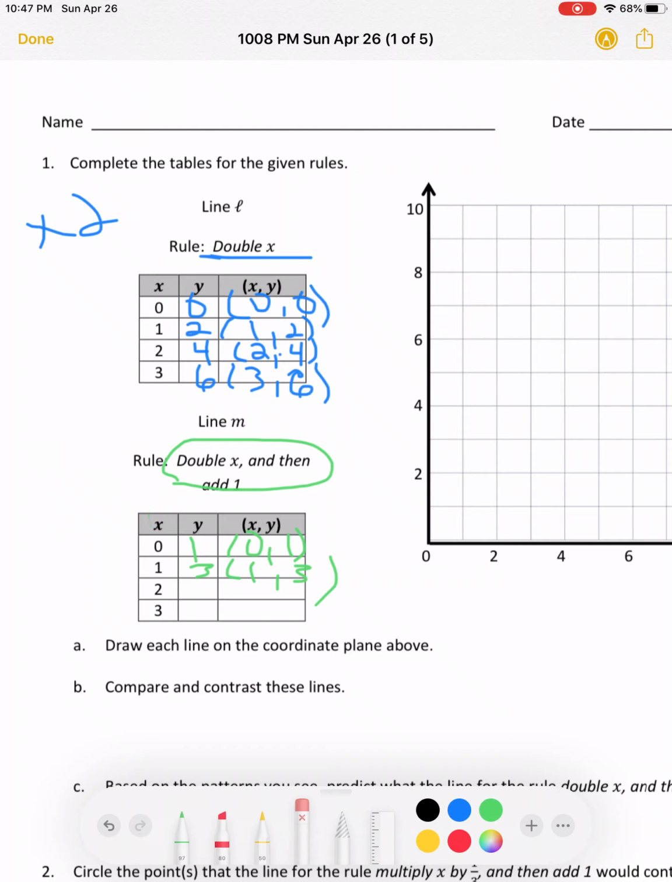I'm working on making the video shorter. Let's keep going. Okay, what about when x is 2? 2 times 2 plus 1. 2 times 2 is 4. 4 plus 1 equals 5. Good. So when x is 2, y is 5.